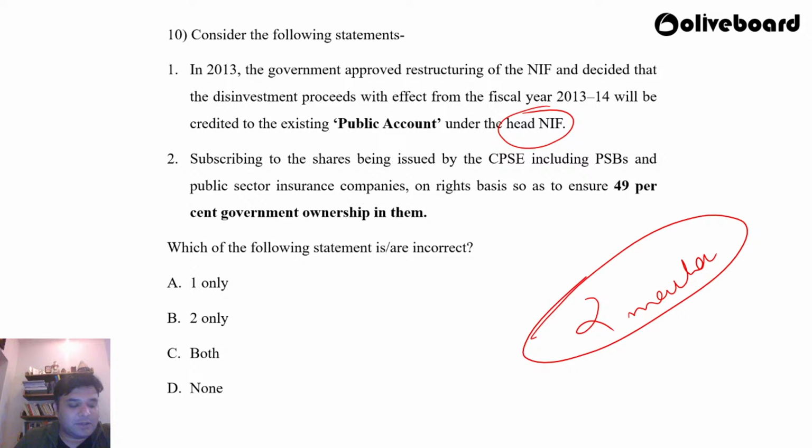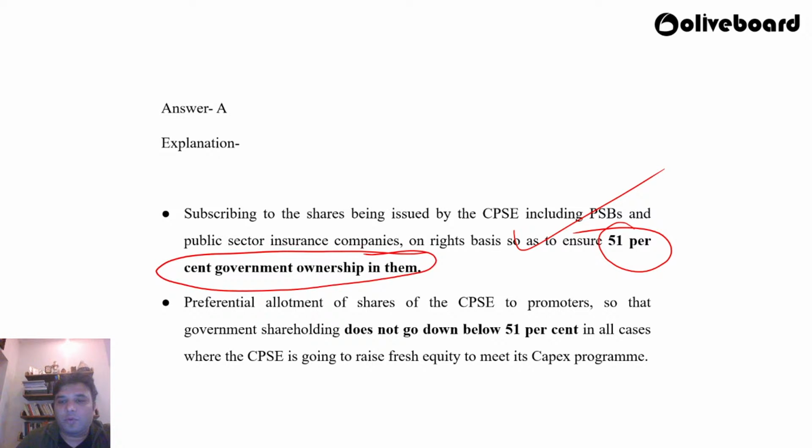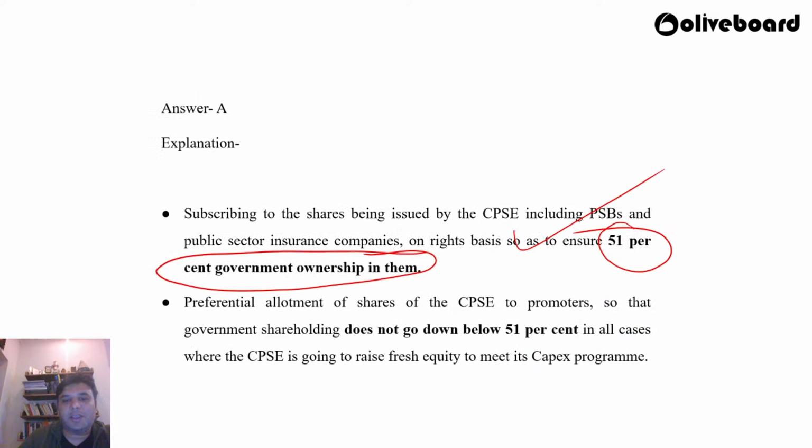So let's see what's the correct answer. Parshuram feels it is B, Varnika feels it is A, Ranjita feels it is C. So the correct answer is A. Subscribing to the shares being issued by the CPSEs, including PSBs and public sector insurance companies on rights basis, so as to ensure 51% government ownership in them, not 49%. Okay. And preferential allotment of shares of CPSEs to promoters, so that the government shareholding does not go down below 51%.